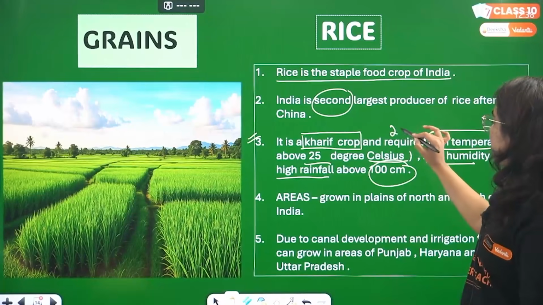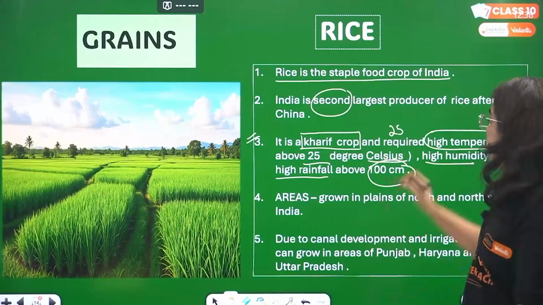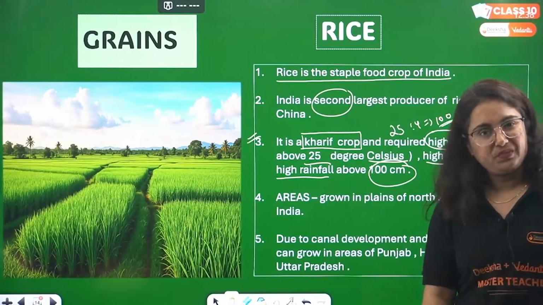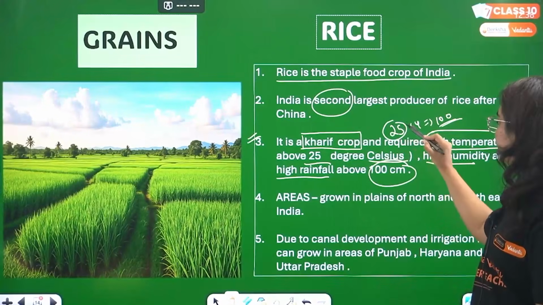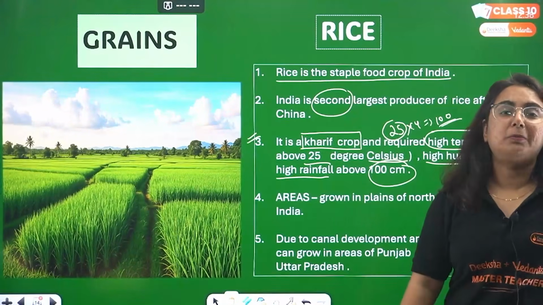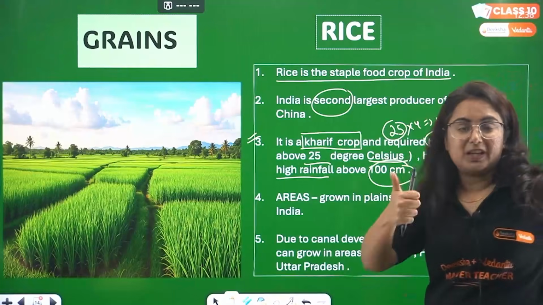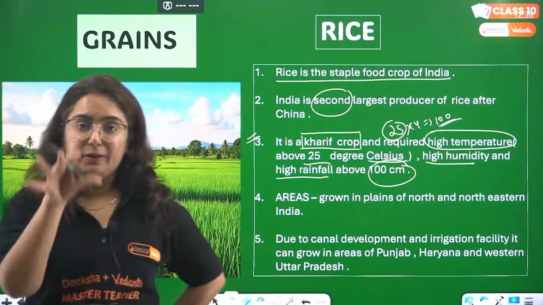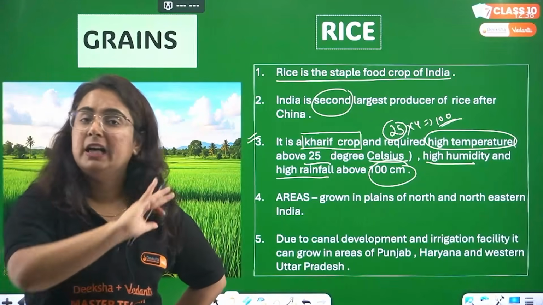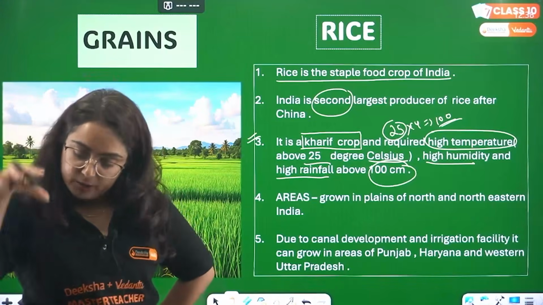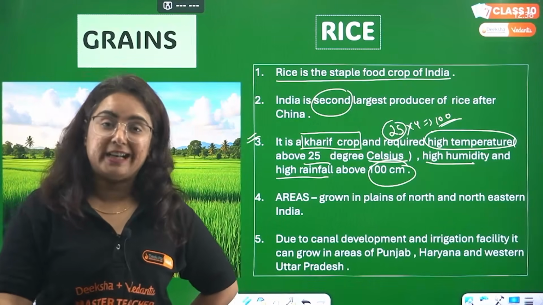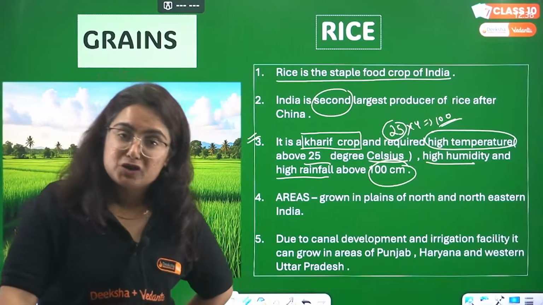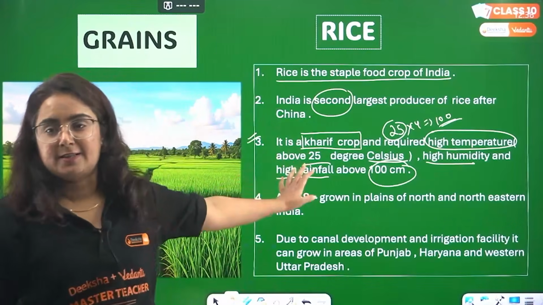Remember it like this: 25 temperature into 4 becomes what? 100 rainfall. Okay, 25 temperature into 4 becomes 100 rainfall. So the temperature requirement is 25 degrees Celsius, rainfall 100 centimeter. If you are thinking remembering numbers is difficult, we have no other option, because the question comes a lot of times directly. How much rainfall is required for the growth of rice? How much temperature is required for the growth of rice? And here it is.